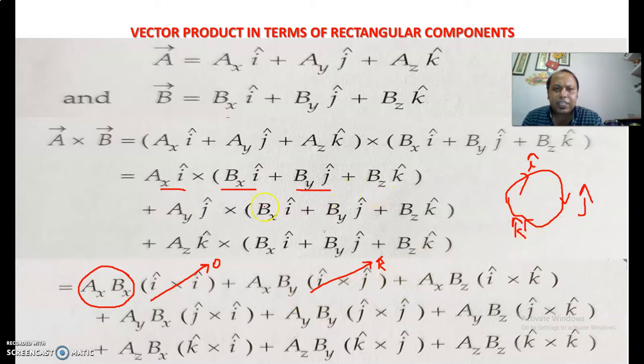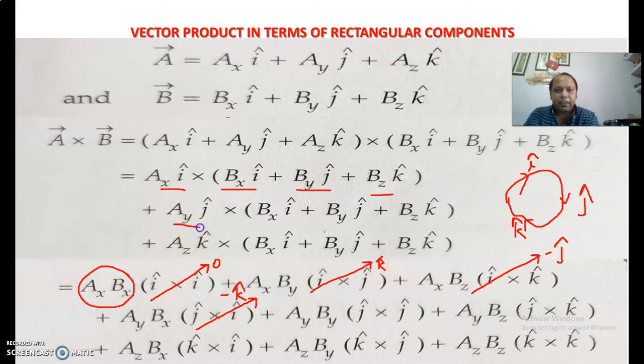Similarly, the third term will be ax bz then i cap cross k cap. Now i cap cross k cap is in the opposite direction, so the value will be minus j cap. In this way we can write the value of all the terms here. j cap cross i cap will be minus k cap. So all these values we can write here, and the numerical terms will be multiplied.